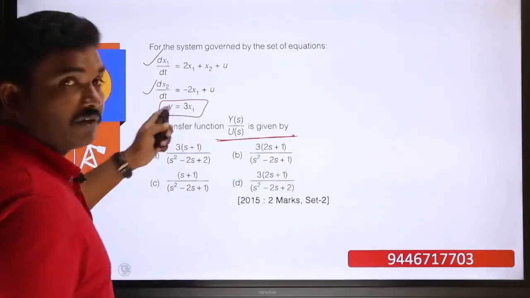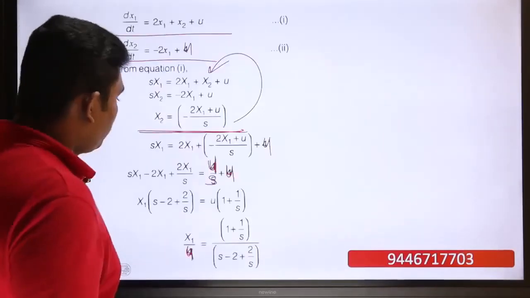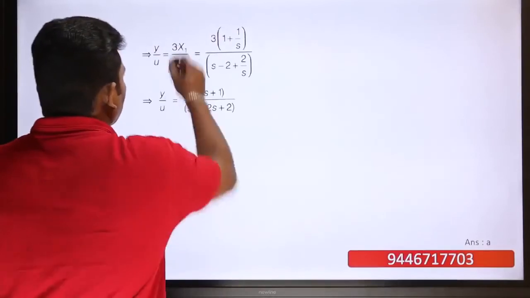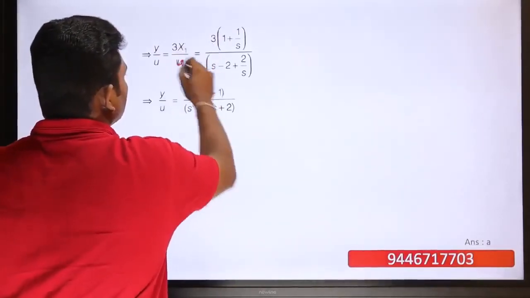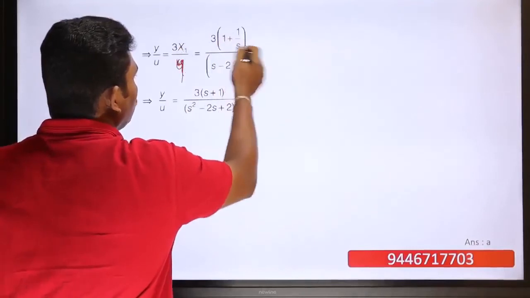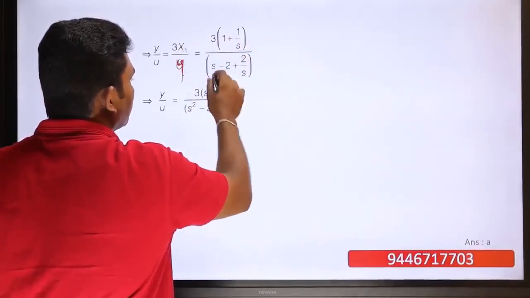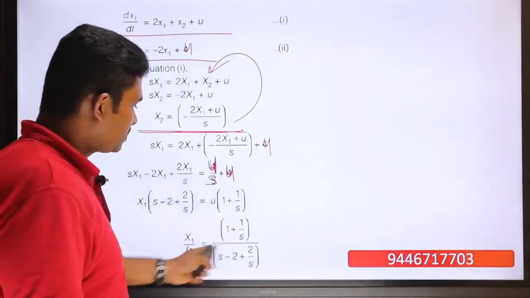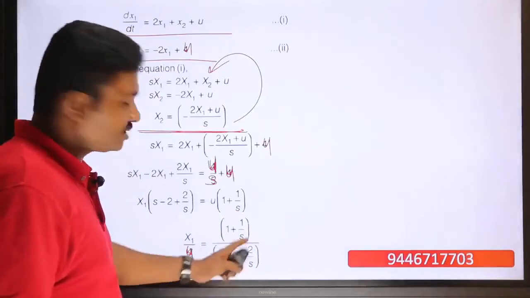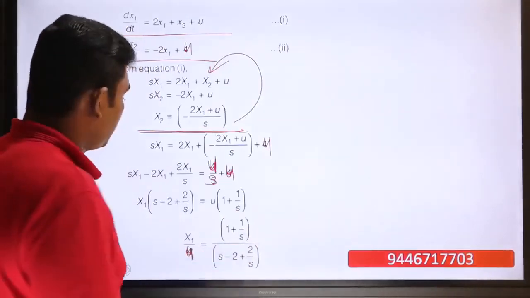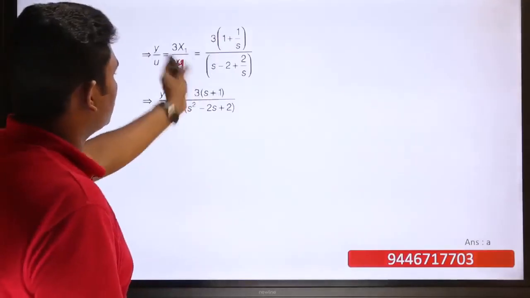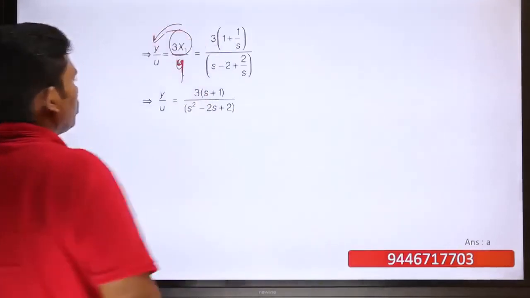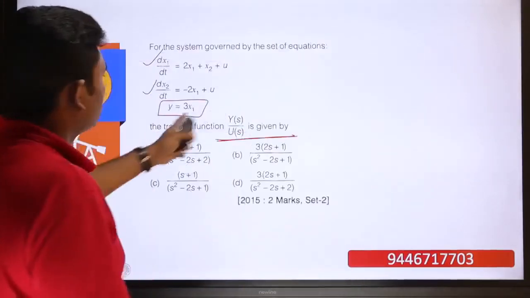So 3x1 can be written to be y. So we will have to multiply this equation with the 3. So multiplying this equation on both sides with the 3, it becomes 3x1 divided by u equals 3 into 1 plus 1 by s the whole divided by s minus 2 plus 2 divided by s. So we have multiplied this equation on both sides with the 3, and here now you can see that this is 3x1. Instead of 3x1 we will be able to put y, because what is y? Y is equal to 3x1.